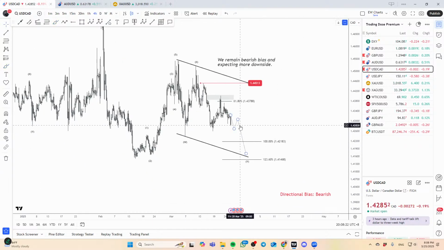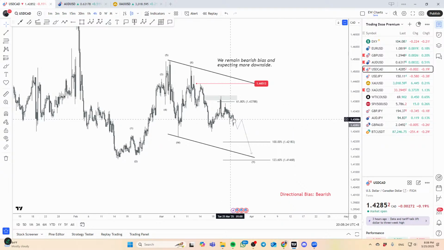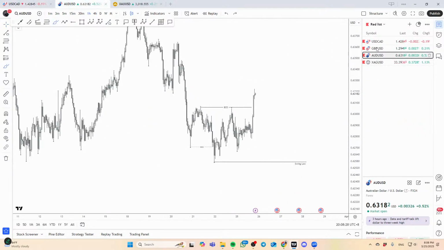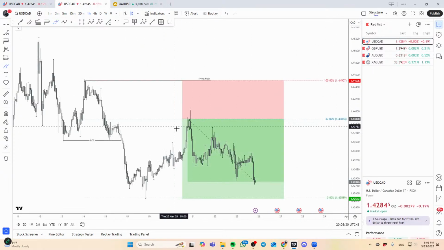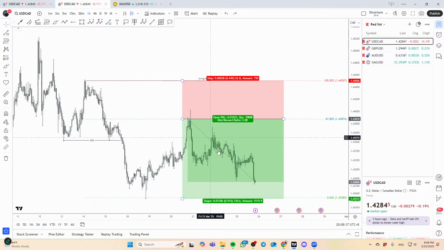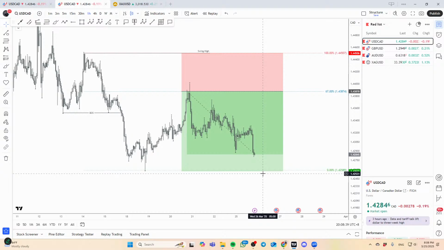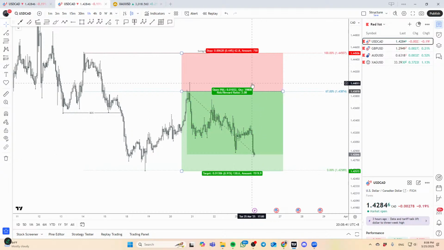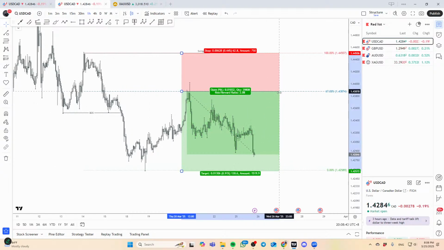Dollar Canadian continued to remain bearish. Overall here, nothing much has changed, so we continue to expect price to make a move lower. This one here, actually last week we did have a trade on, on Thursday. Thursday was the one that got triggered in. So getting very close to the targets, a simple 1:2 risk to reward ratio.